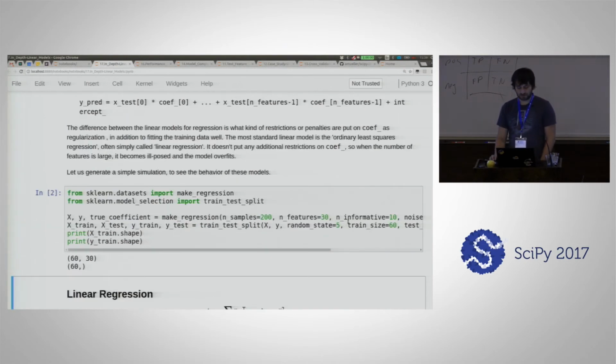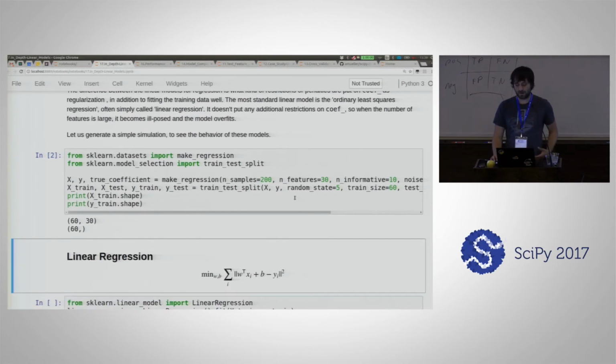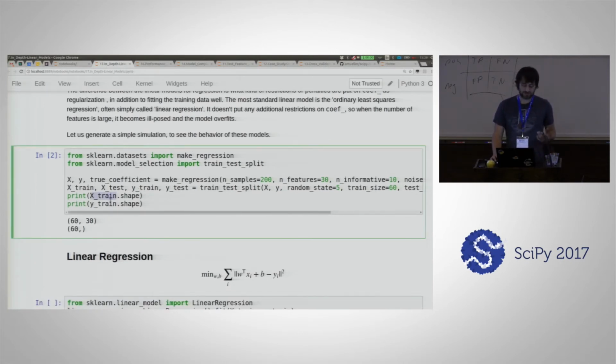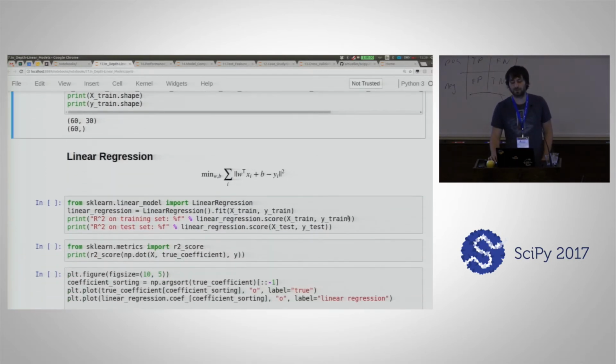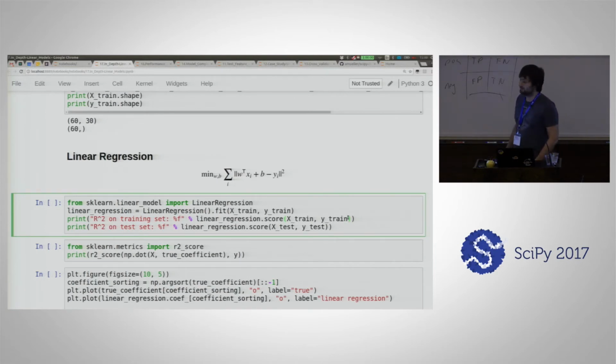And so let's look at how this works with a toy regression data set that we make here, which is 60 data points and 30 features. And actually, most of these features are noisy and uninformative, and that's just a synthetic toy data set. The simple method that we talked about before is linear regression.